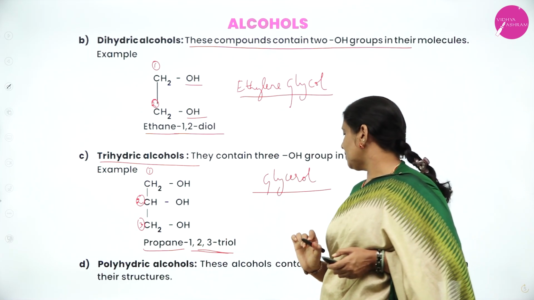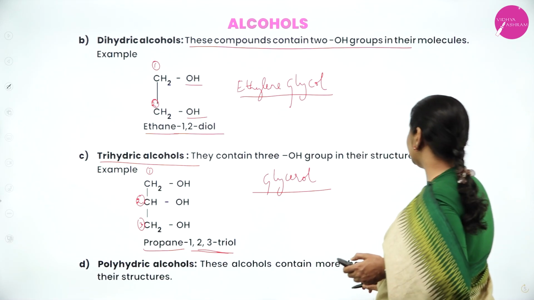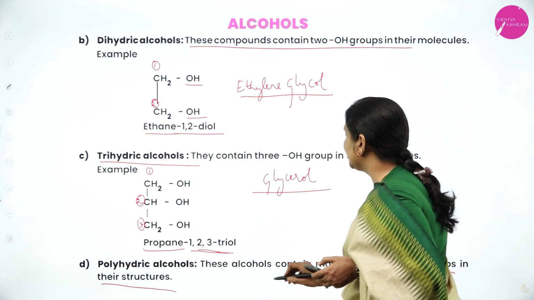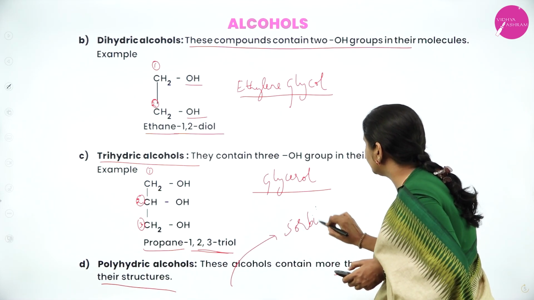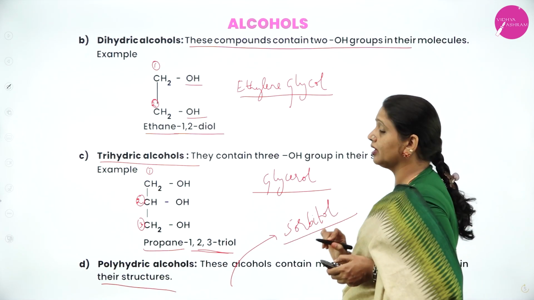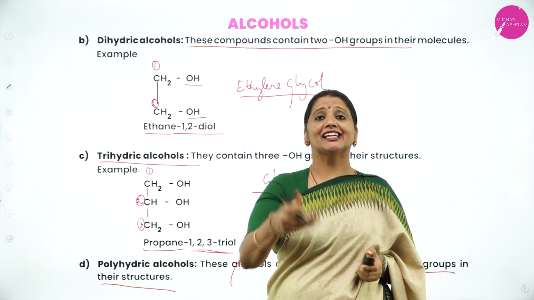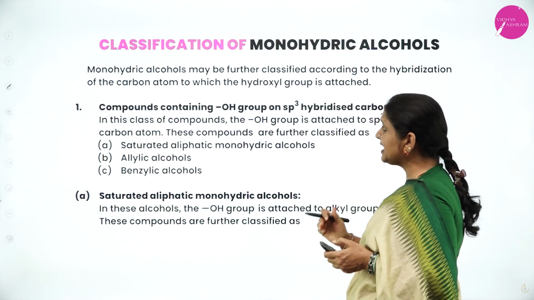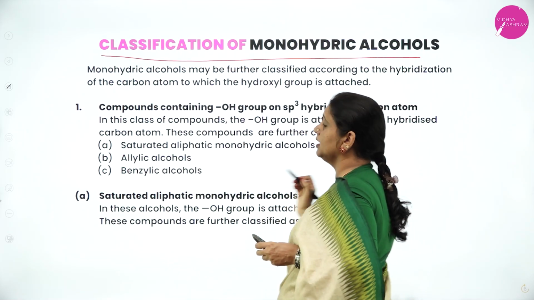Okay. Next, polyhydric alcohols. Polyhydric alcohols are those which contain more than three OH groups. An example of polyhydric alcohol is sorbitol. Sorbitol is an example of polyhydric alcohol.